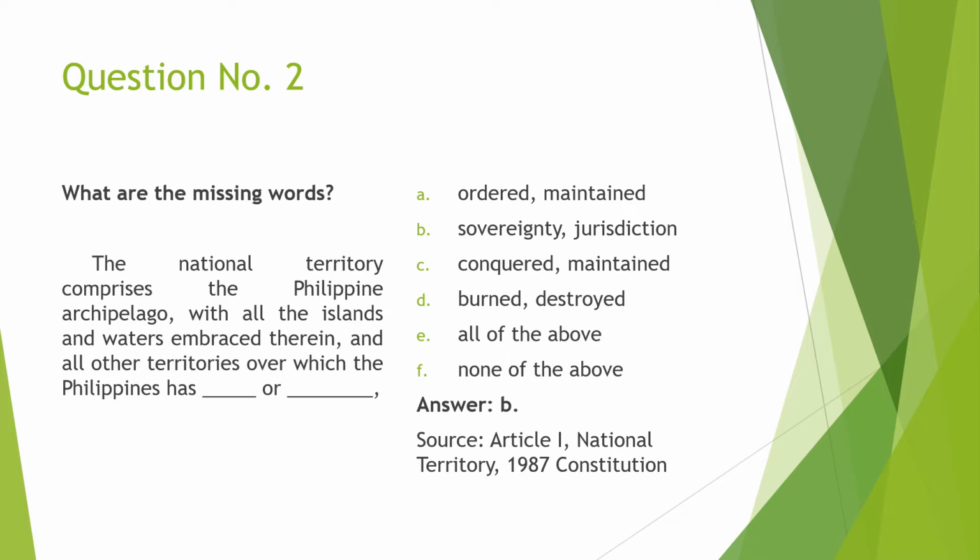The answer is letter B, sovereignty, jurisdiction. The source is Article 1, National Territory of our 1987 Constitution. In addition, the term archipelago is derived from the Greek word pelagos, meaning sea. It has been defined as a sea or part of a sea studded with islands, often synonymous with island groups, or as a large group of islands in an extensive body of water, such as sea.